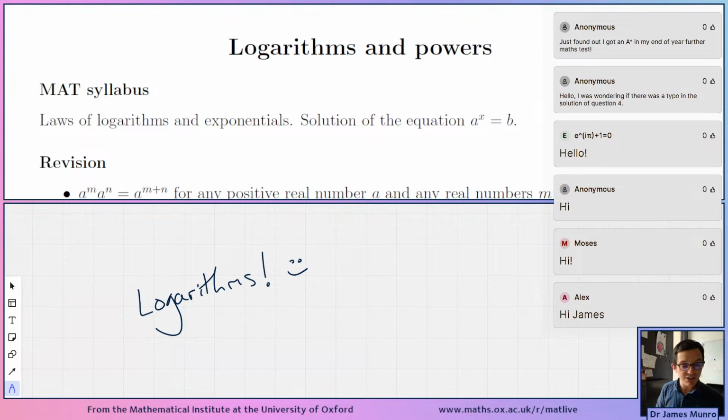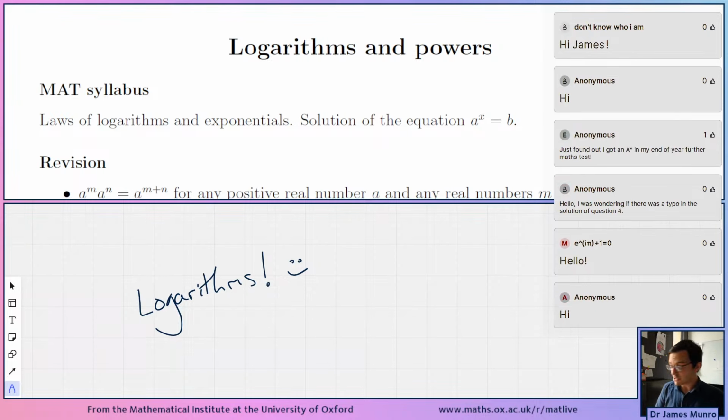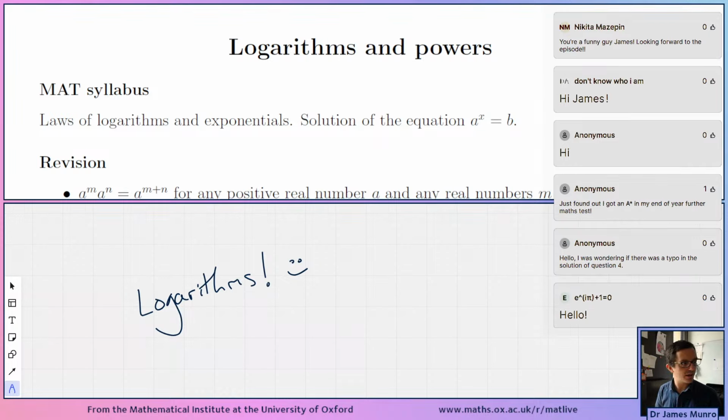Ah, somebody's got an A star in their end of year further maths test. Hooray! Congratulations. Well done to you on the A star in further maths in some sort of in-school mock or something like that. Good stuff. Right, okay. Hello to everyone else too.